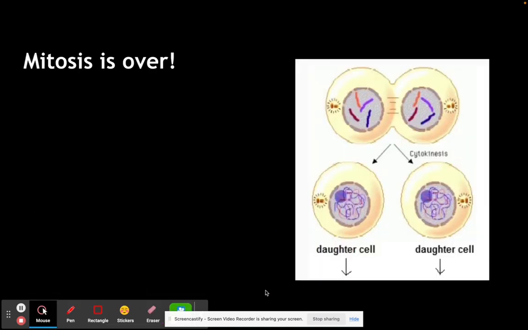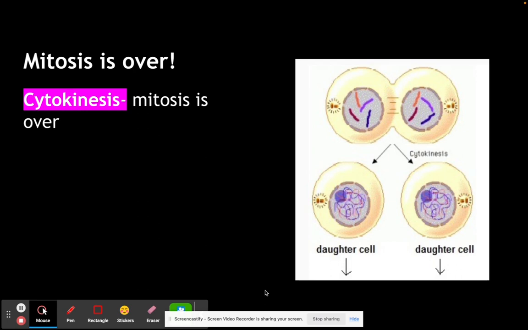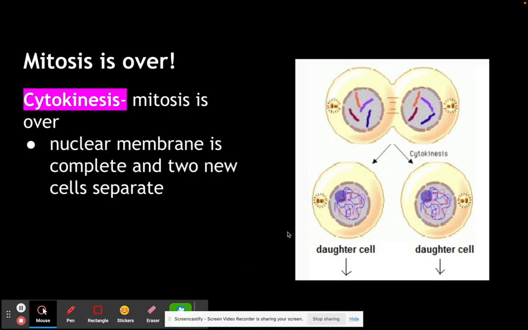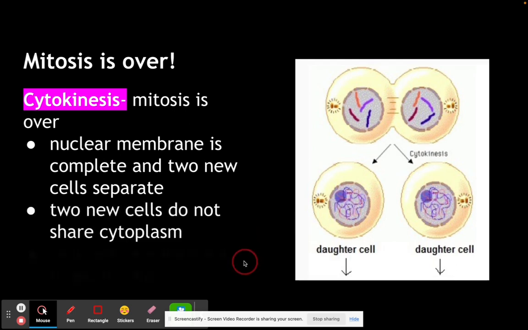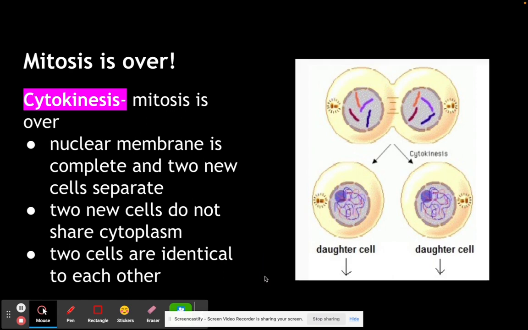And finally, now mitosis is over, and we call this cytokinesis. So in cytokinesis, remember, we have that mother cell that is now going to make two new daughter cells. The cytoplasm has completely separated itself. The nuclear membrane is complete, and there are two new cells. The cells no longer share the cytoplasm, and they are identical to each other. Remember, because we're trying to make exact copies of one another.